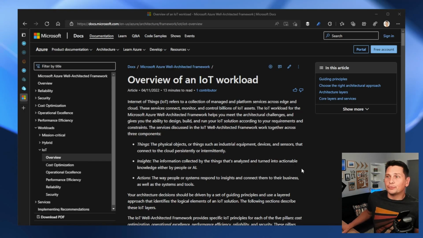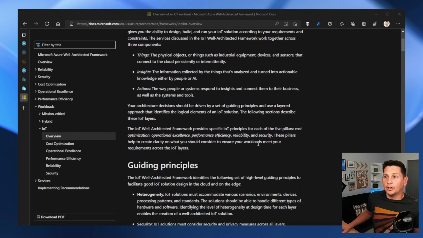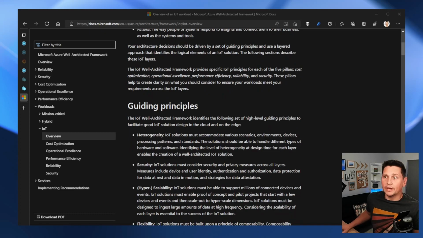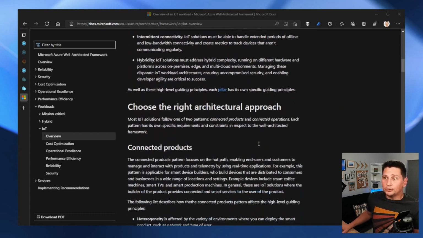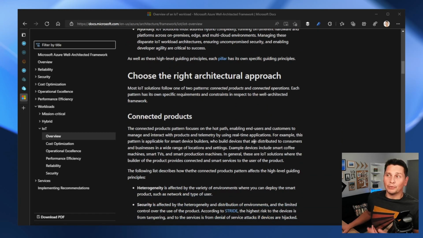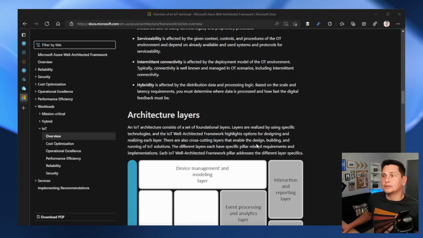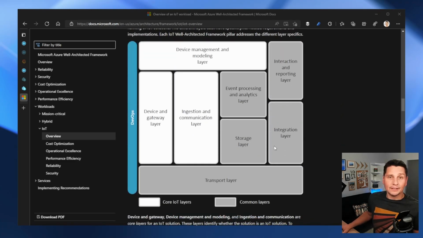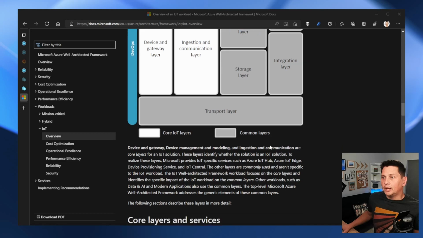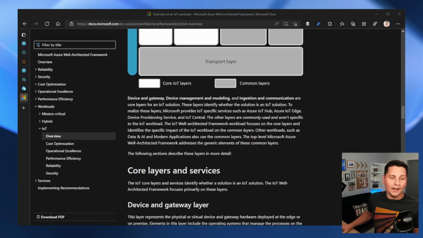IoT Well-Architected Framework, so that you will learn about what an IoT workload is, how to optimize your costs, how to implement operational excellence. Guiding principles are described in there. You will choose the right architectural approach depending on what you want and need when it comes to connected products, operations. You will learn about the various layers of an IoT solution and how to make the most, once again, of all the Microsoft Industrial IoT platform and the rest of the Microsoft ecosystem and partners.